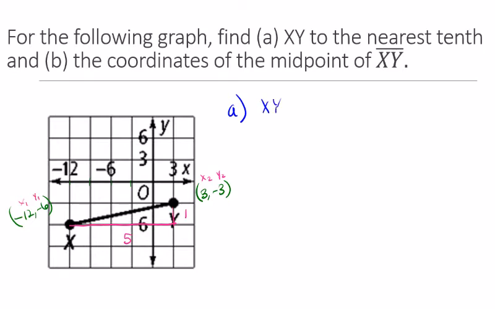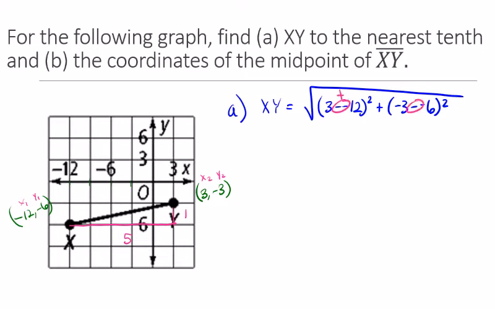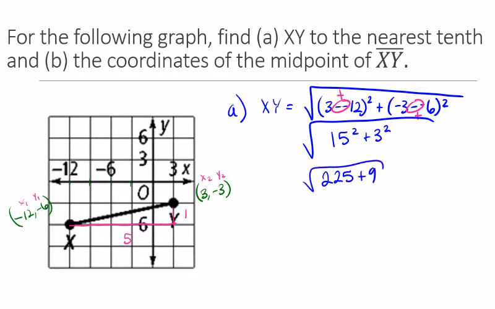So xy, that distance is equal to the square root of the quantity x2 minus x1 squared plus the quantity y2 minus y1 squared. So double negatives turn into positives, and we'll end up with 15 squared plus 3 squared. So then we get the square root of 225 plus 9, which is equal to the square root of 234.